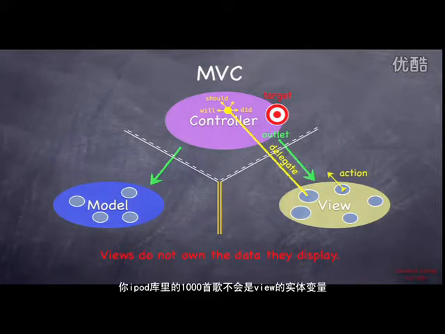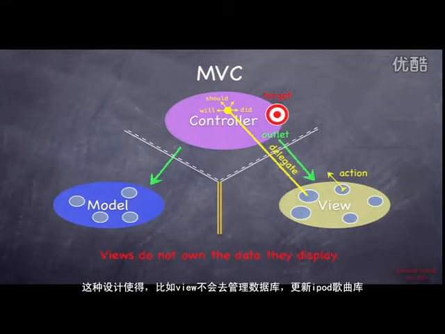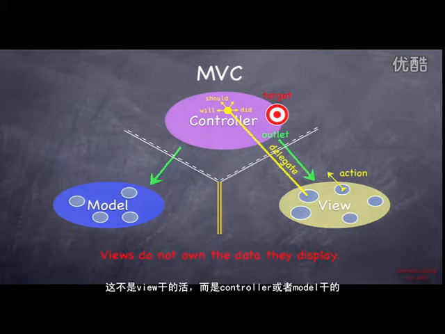Like the 10,000 items in your iPod library. Those 10,000 items in your iPod library don't want to be an instance variable in this view that displays a table. That kind of design makes it so that, for example, that view has to know how to do database management and get updates when the iPod library changes. Those have nothing to do with being a view. Those are things a controller, or even the model, wants to do some of.